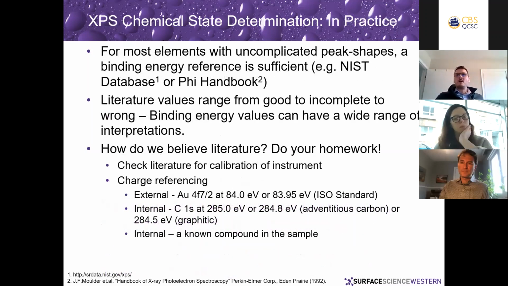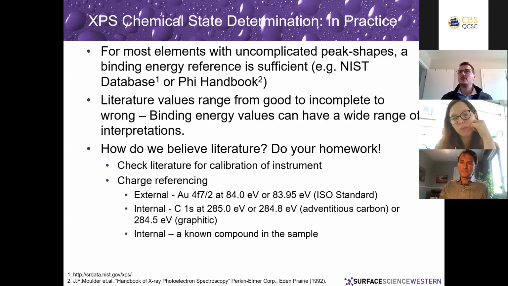For elements that have uncomplicated peak shapes, a simple binding energy reference is usually sufficient. So something like fluorine, which only has one nice sharp peak, or carbon. There are nice databases out there. The NIST database would be a very good starting point for anyone doing work. It's searchable, it's gone through the literature for you, and it's done a pretty good job. The Phi handbook, which I just showed you, is another one that has a good listing of binding energies. For the most part, literature values range from good, so those databases are quite good.